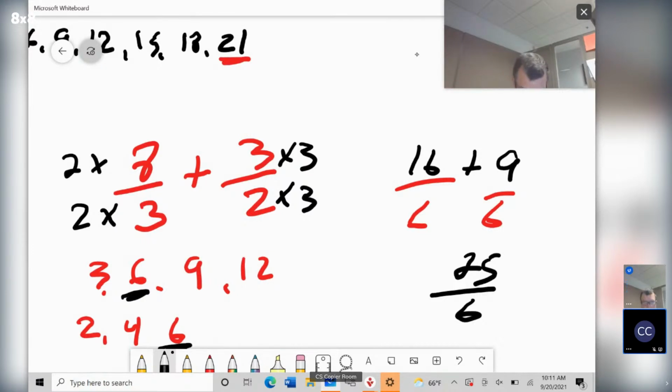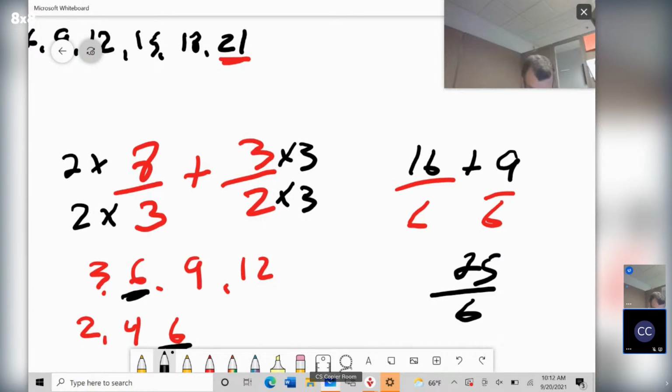Okay. But remember, I'm not sure if we've covered this or not. This would be called an improper fraction. So on the top number, the numerator, in this case 25, is bigger than the denominator. We call that an improper fraction. Because usually with fractions, the numerator, the number on top, is typically smaller. But when the number on the top, the numerator, is bigger than the denominator, it's called an improper fraction. And we'll get into that next couple of days.